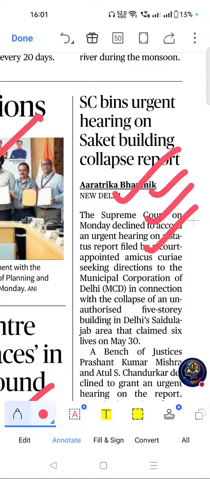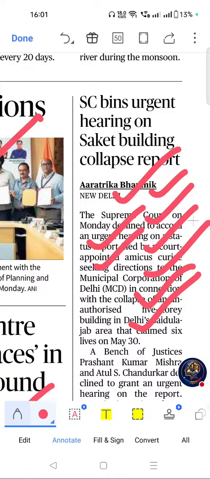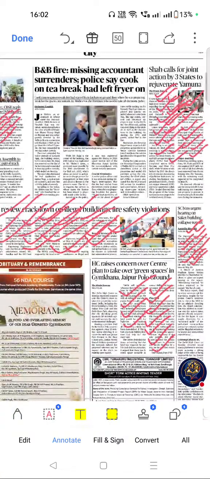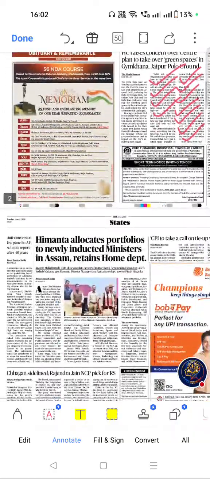Questions on this topic like urban planning, disaster risk reduction, municipal governance. Key themes are illegal construction, municipal accountability, structural audit, and urban safety. Move on to next important topic. Yeah, these are the only important topics from this page. Next, move on to next page.